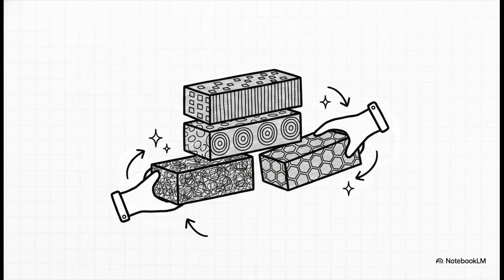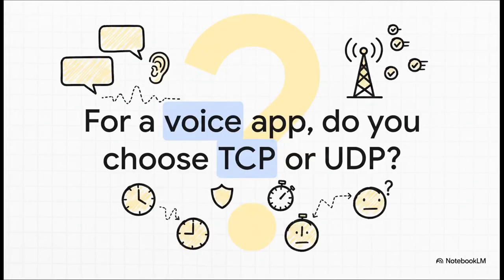It's future-proof by design. So I'm going to leave you with this puzzle to ponder as we wrap up. Based on everything we've just covered about the trade-offs between reliability and speed, if you were tasked with building a brand new real-time voice call application right now, which transport protocol are you picking? TCP or UDP? Really think about what happens to a live conversation if the data arrives late.